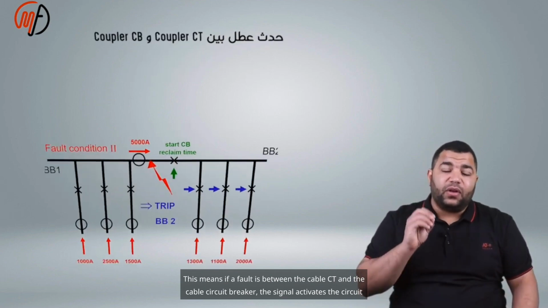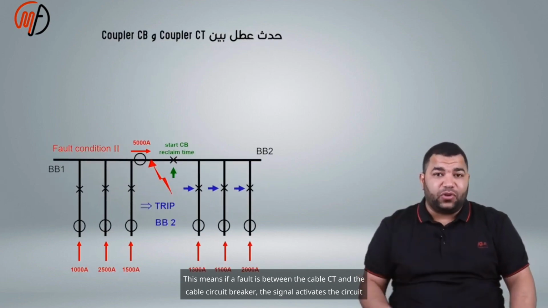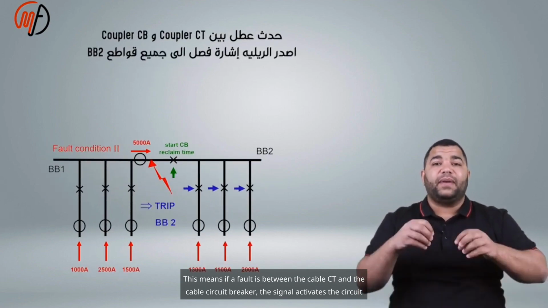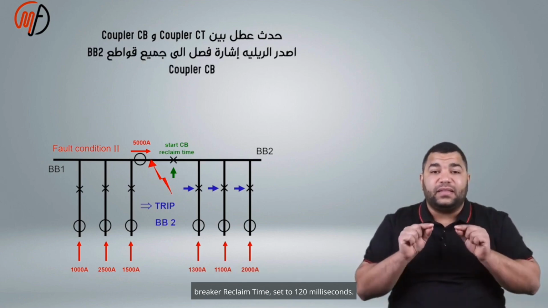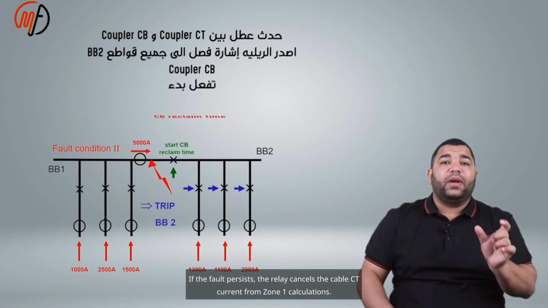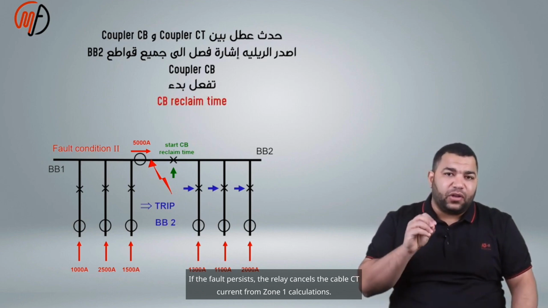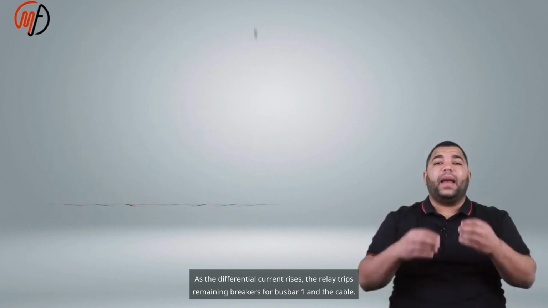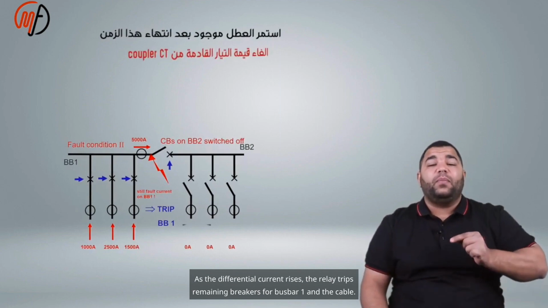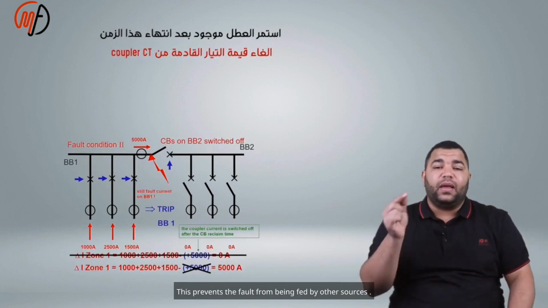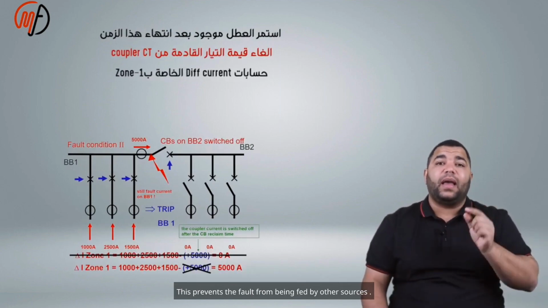This means if a fault is between the cable CT and the cable circuit breaker, the signal activates the circuit breaker reclaim time set to 120 milliseconds. If the fault persists, the relay cancels the cable CT current from zone 1 calculations. As the differential current rises, the relay trips remaining breakers for bus bar 1 and the cable. This prevents the fault from being fed by other sources.